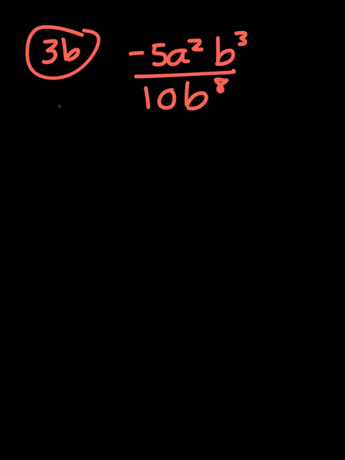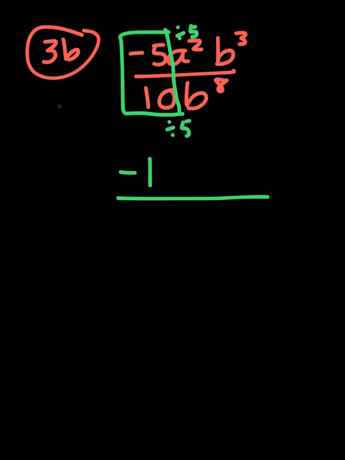Okay, so the first problem that I'm going to do is 3b. So I'm going to start off by looking at my coefficients. Negative 5 and 10 can be simplified by a factor of 5. So I'm going to divide both top and bottom by 5. Negative 5 divided by 5 is negative 1. And 10 divided by 5 is 2.